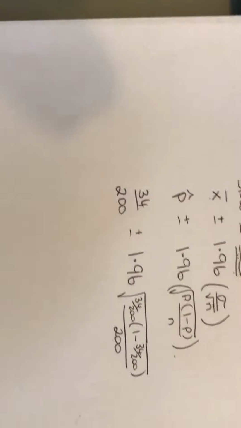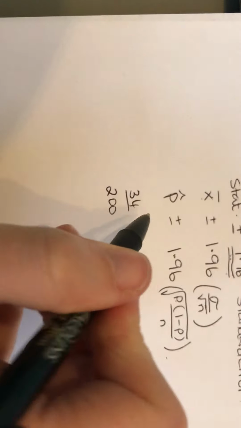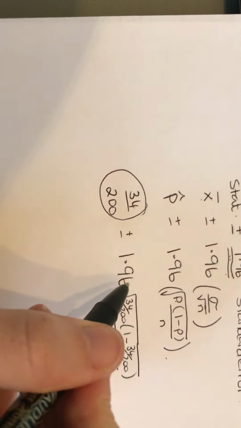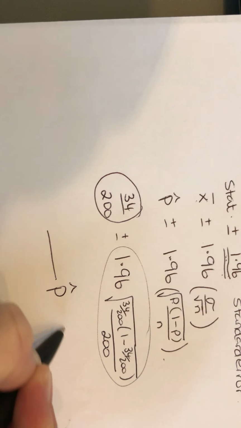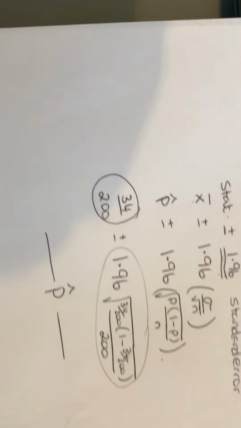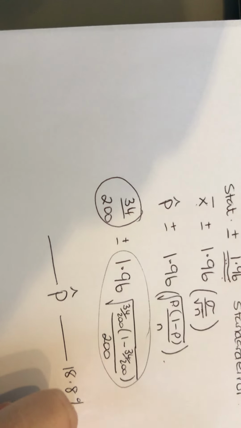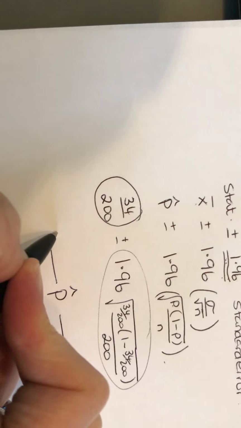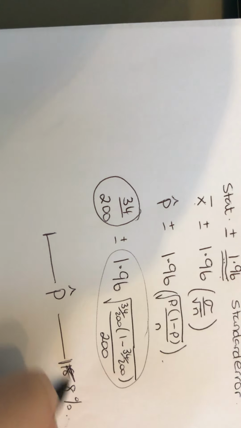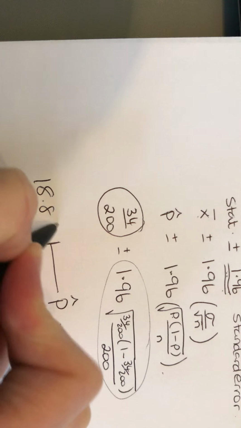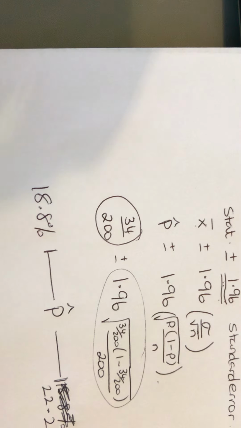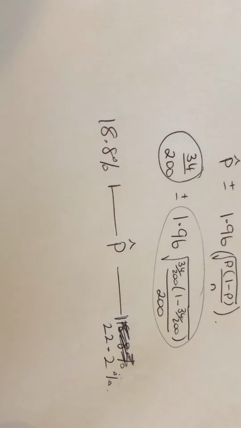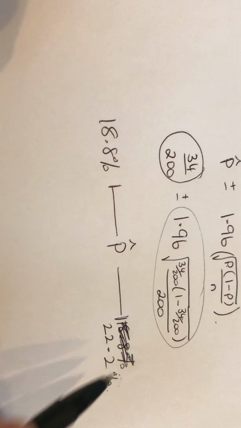So my interval is created by getting my statistic, adding this, subtracting this. So I get my p hat, I add this on, and I get the upper level, 22.2%, and I get the lower level, 18.8%. I've now created my interval, and what do I think?